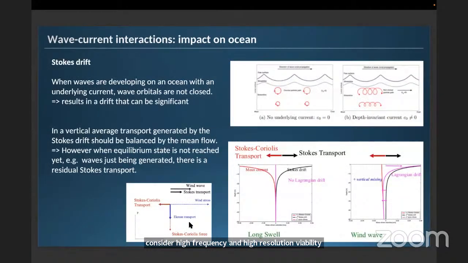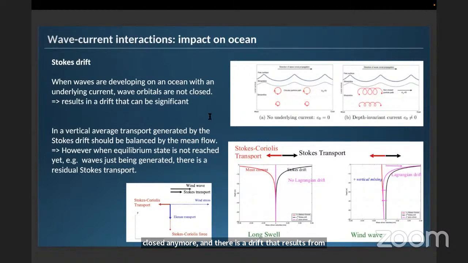Now, if we look at the impact of this wave current interaction on the ocean side this time, here you have the orbital motion of the waves with no underlying currents, as we saw earlier in deep ocean. They have a circular motion according to the linear wave theory. But now, if we have underlying currents, the orbitals are not closed anymore. And there is a drift that results from this unclosure of the orbital motion.